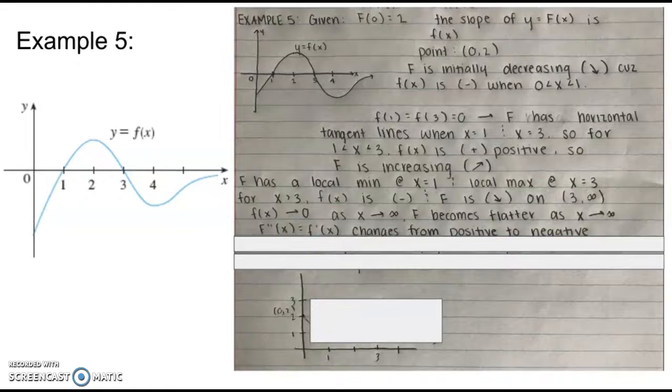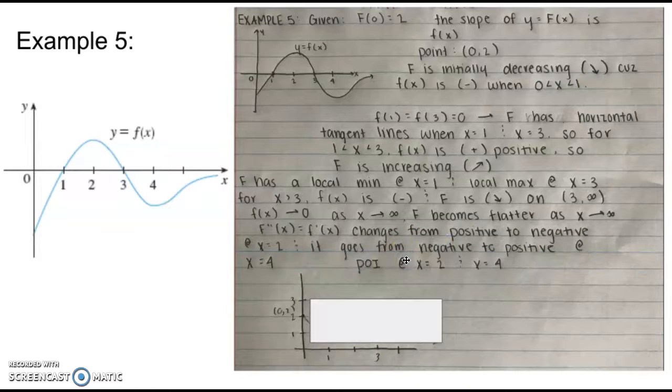Also notice that F double prime of x equals f prime of x. And from this we can see that there's a change from positive to negative at x equals 2 because it goes from increasing to decreasing. It goes from positive to negative at x equals 2, and it goes from negative to positive at x equals 4, which means that there are points of inflection on capital F at x equals 2 and x equals 4.